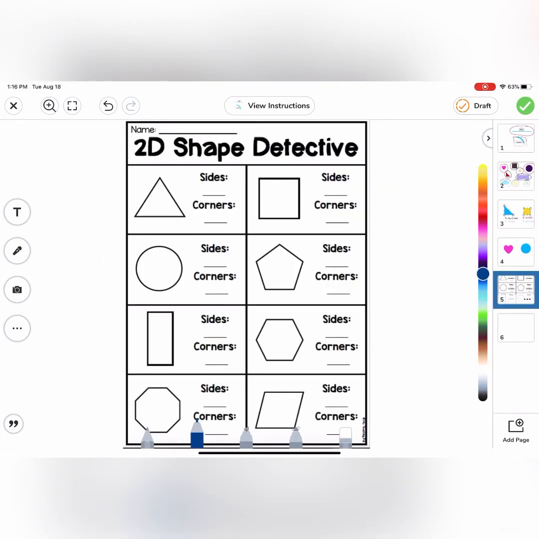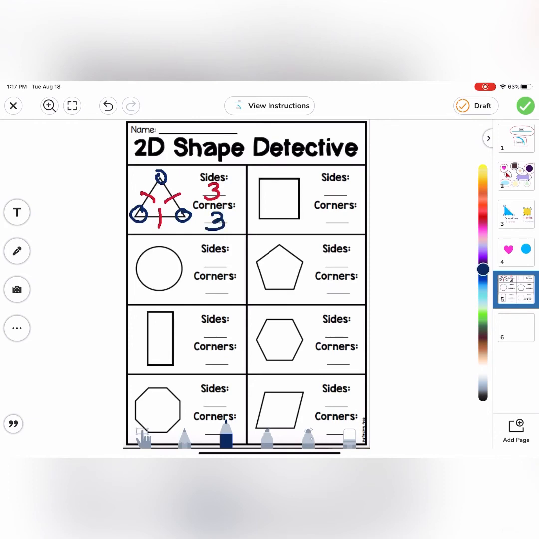Now let's look at some more shapes. Let's look at this triangle here. Let's count our sides. 1, 2, 3. 3 sides. Sometimes you might hear the word vertices, and sometimes you might hear the word corner. A triangle has 3 corners or 3 vertices.